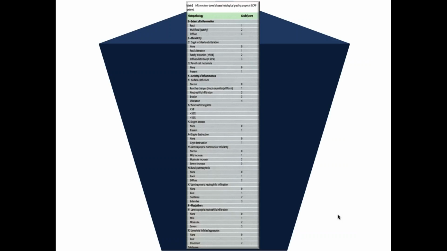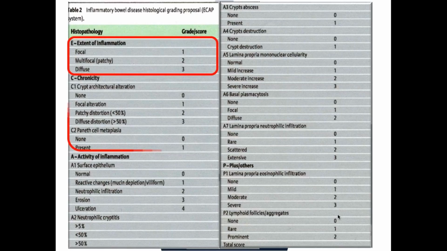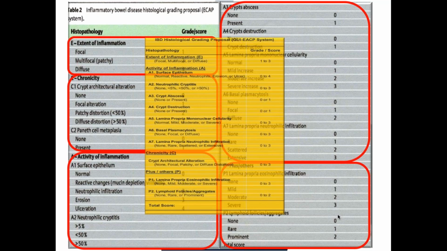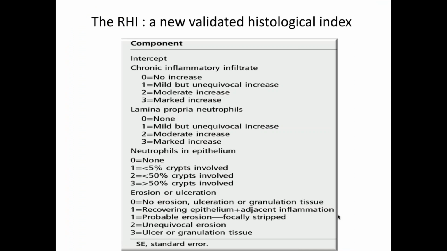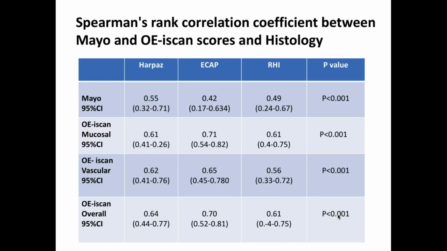We have compared our score with the ECAP score, which is our histological score, more comprehensive of chronic and acute changes. But we have also used as a comparison the new validated robust histological index, which has great reliability in assessing acute changes. We have showed good correlation of the endoscopic Mayo score and the optical enhancement virtual chromoendoscopy score. We have also showed good correlation of the optical enhancement with the histological score, especially with ECAP, because ECAP can see chronic changes in detail.